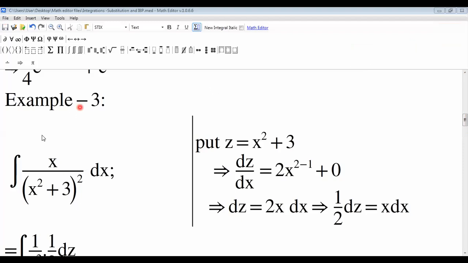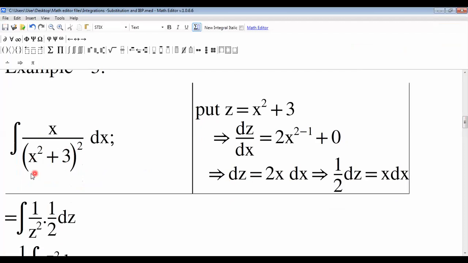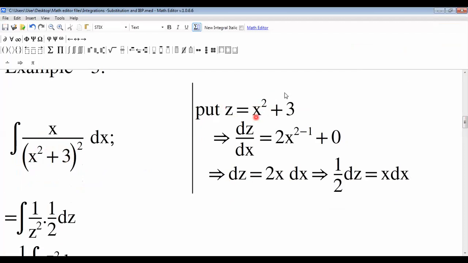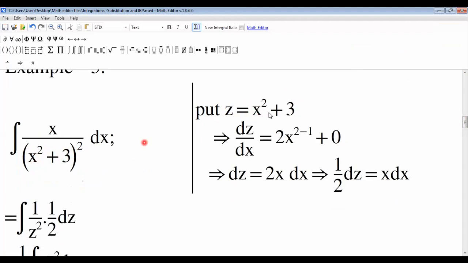Now another example, example 3. Suppose the integration of x dx divided by (x square plus 3) whole square. How can we find this integration using the substitution process? Suppose x square plus 3 in brackets, we can put z equals x square plus 3. Now the differentiation of z, what will it be?